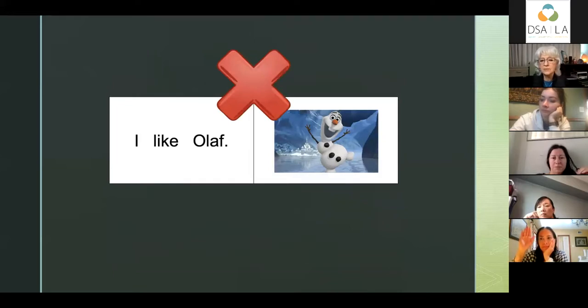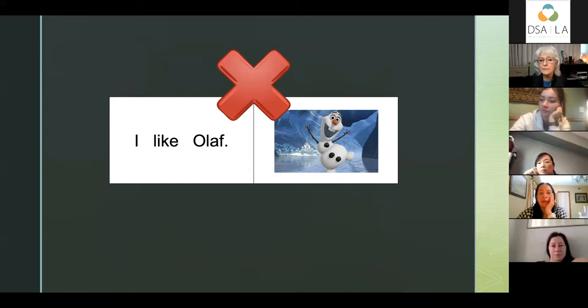Okay, what's wrong with this one? And you can unmute yourself. Okay, Victoria. So the left page is not blank. They have the writing on the left page. Yeah, so this is not reading. So many folks get this wrong. The next page would be a picture of Anna. Excuse me, that's not reading. They know the whole book is about I like, and they see the picture, they're not reading. So we don't do that.